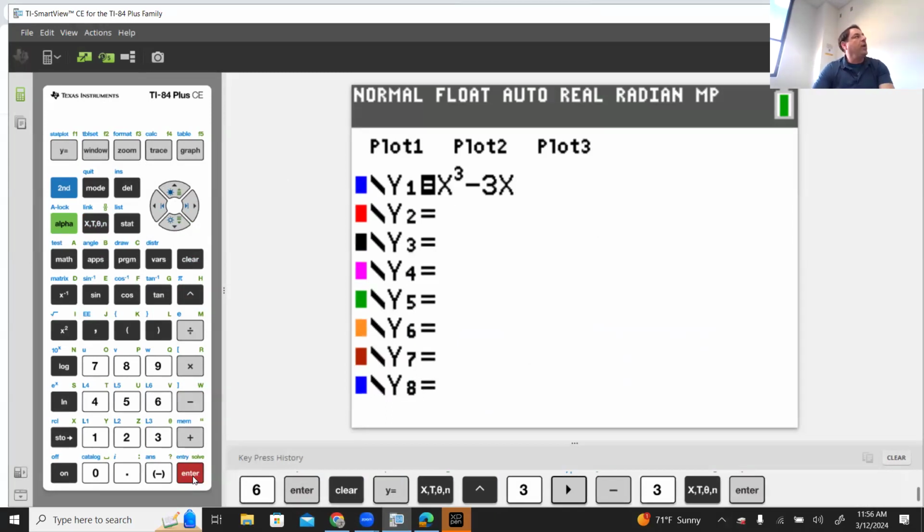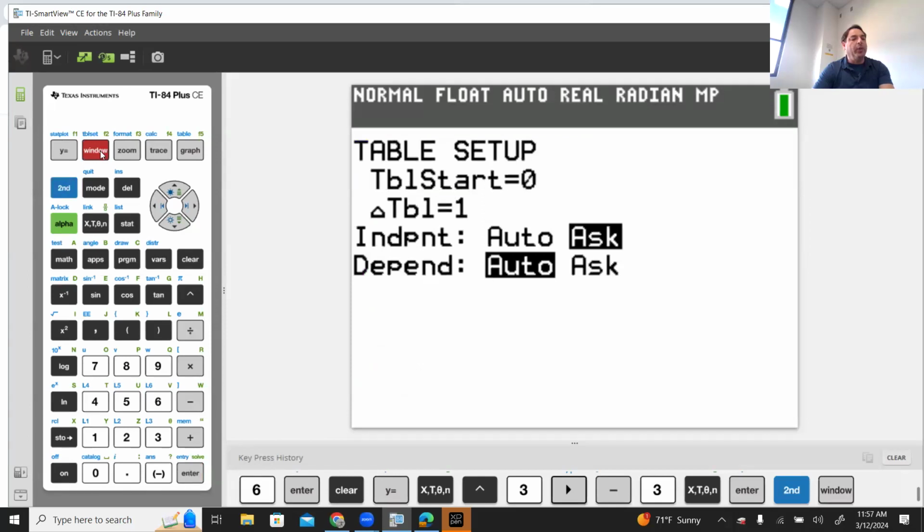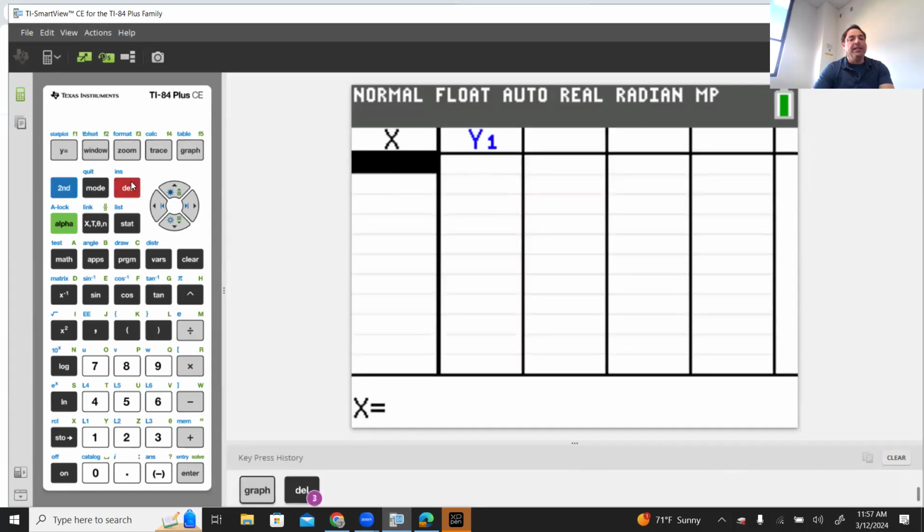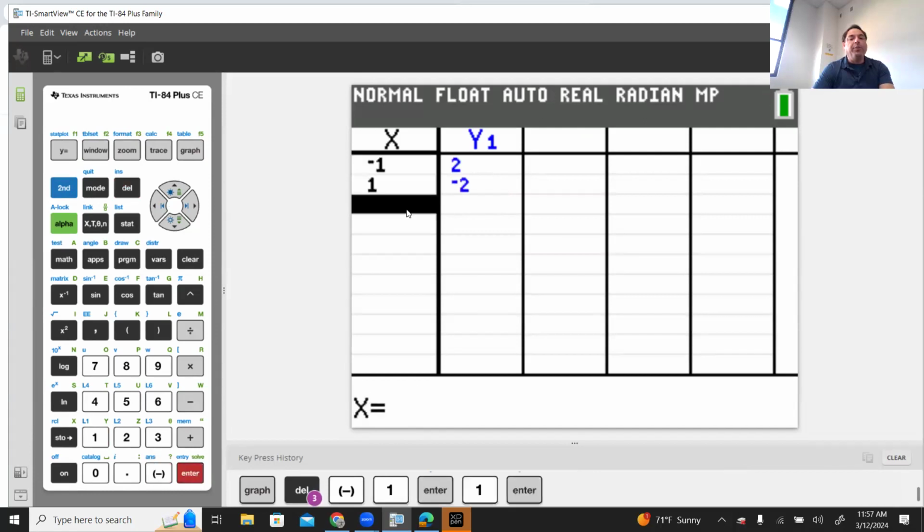So I put my original in y1. I go to the table feature. Remember, when you hit second window, just double check that it's ask, not auto. And then go to your table and let's plug in -1 and 1. When you plug in -1, you get 2.